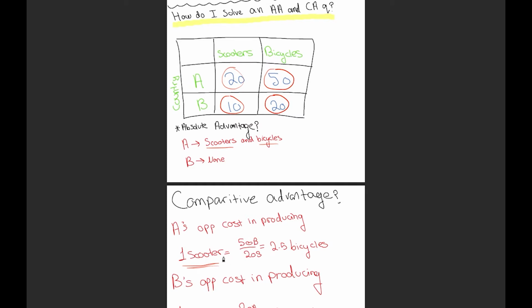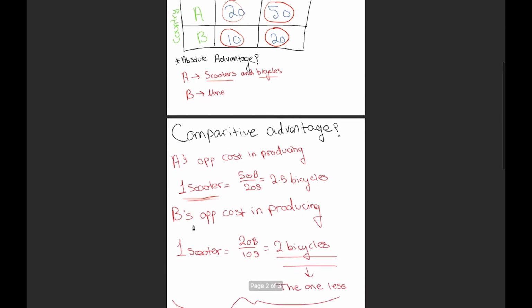So whatever is here, the opposite of it is the numerator, and the denominator is the same one. So since I'm putting one scooter, I'm going to put 50 bicycles over 20 scooters. Let's go back to the table. It's 50 bicycles in country A and 20 scooters in country A. And that will give me 2.5 bicycles. So for every one scooter I'm producing, I have an opportunity cost of 2.5 bicycles.